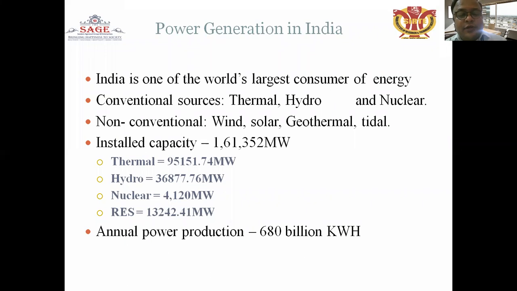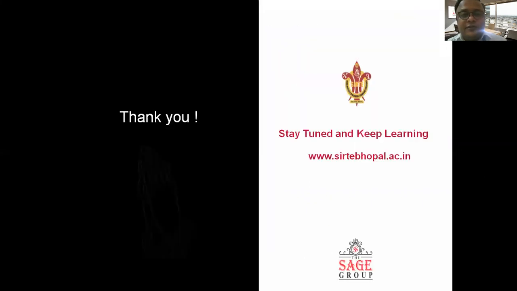The renewable energy systems capacity is 13242.41 megawatt. The annual power production is 680 billion kilowatt hour. So this is today's lecture. If you have any doubt, please ask me.